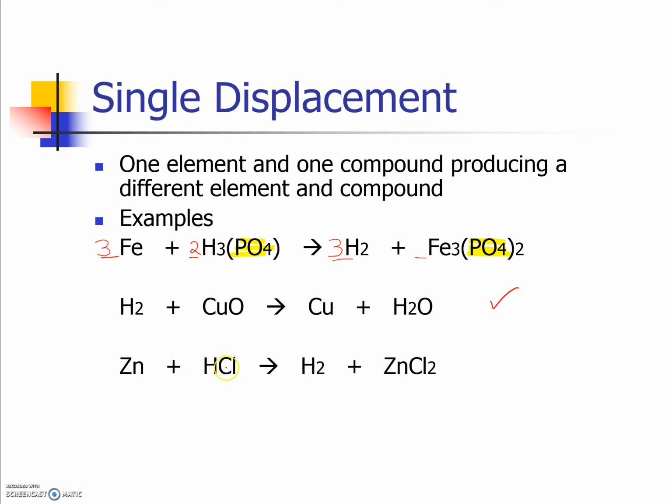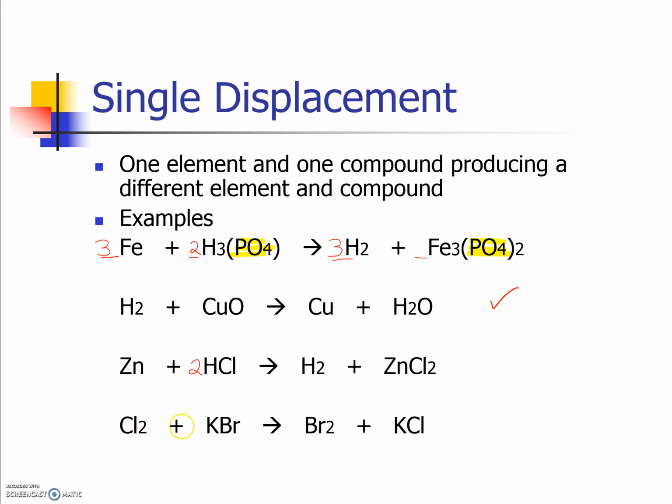Again, element and compound gives element plus compound. I have 1 zinc and 1 zinc. I have 1 hydrogen and I have 2 hydrogens, so I'll go ahead and put a 2 there. Now I have 2 hydrogens and 2 hydrogens, 2 Cls and 2 Cls. So now I'm good. And my last one here, element and compound gives element and compound.